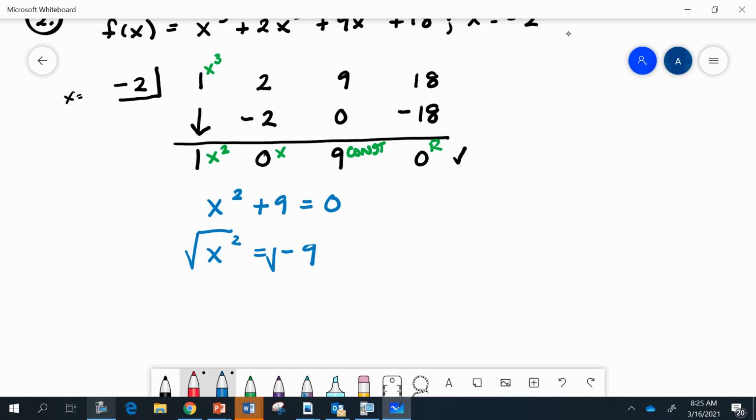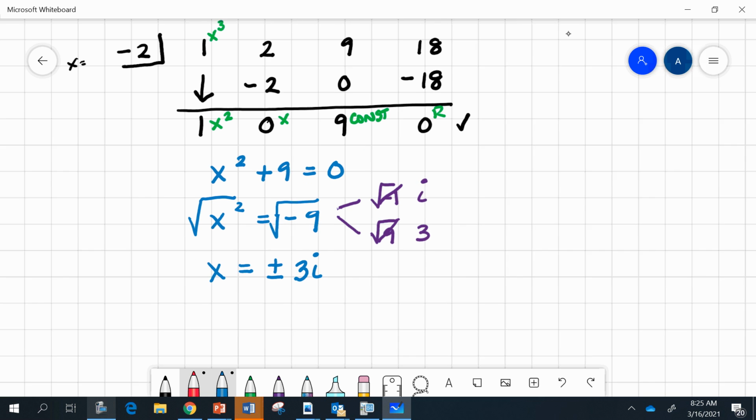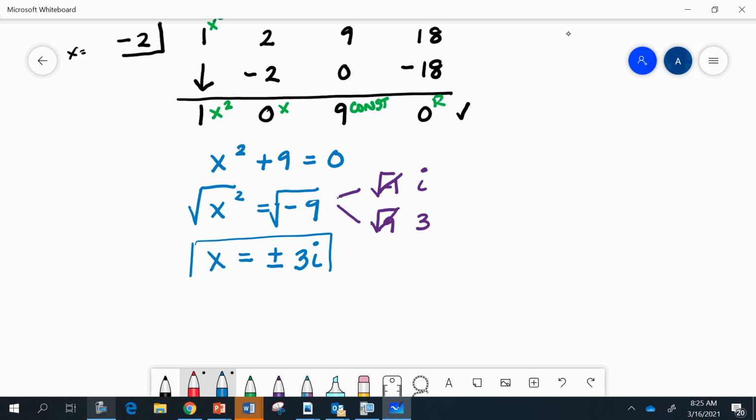Okay, so if we square root both sides, we're going to get x equals, don't forget your plus or minus. Now the square root of -9 is going to split into this. Well, we've got the square root of -1, which is imaginary, and we also have the square root of 9. So the square root of -1 is going to be the i part. The square root of 9 is going to be a whole number 3. So the remaining roots are plus or minus 3i. And those are going to be the 2 remaining roots. And between those 2 that you found and the root that was given, that makes 3 total.